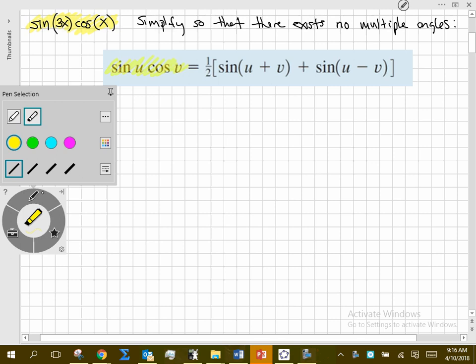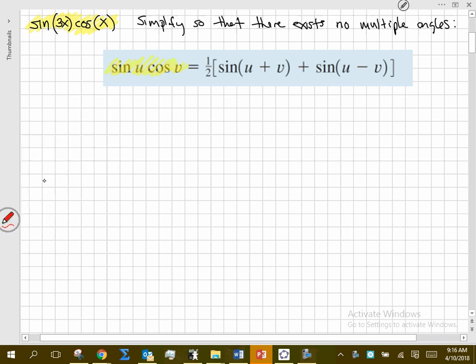And that's what we're doing a lot of in these questions where we're trying to simplify something: we recognize formats. We recognize similarities between what we have and some identities and other formulas that we've already created. So we're going to simplify this so that there exists no multiple angles.